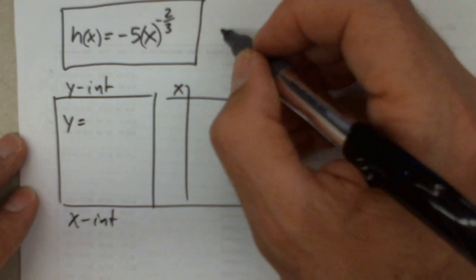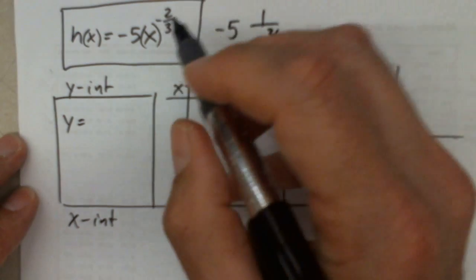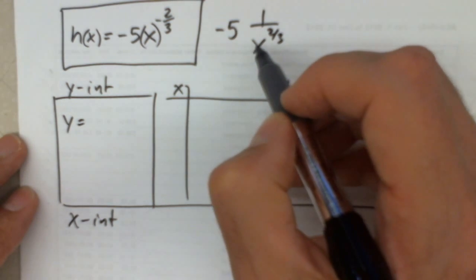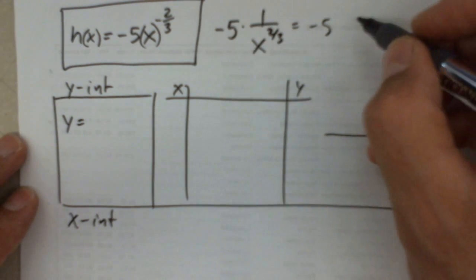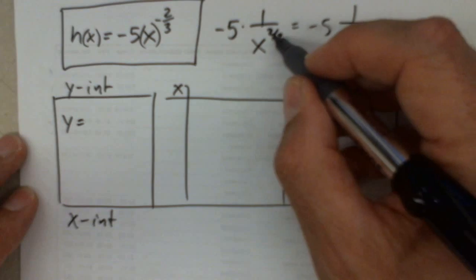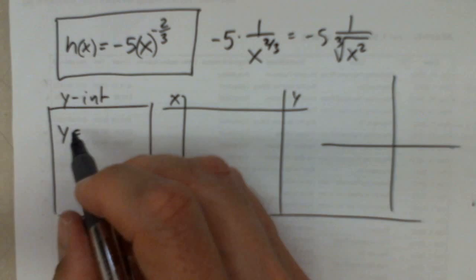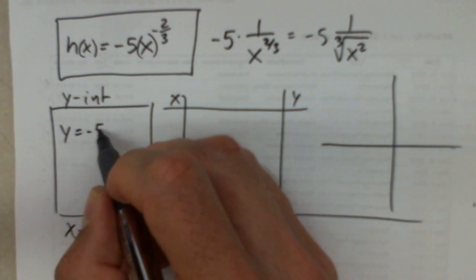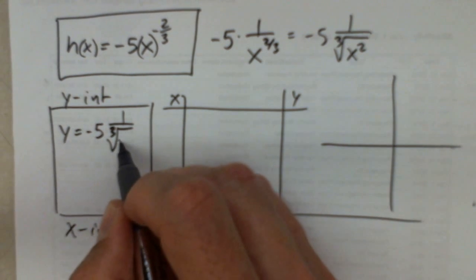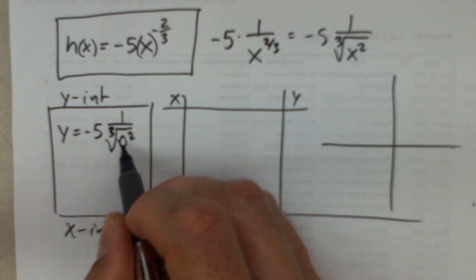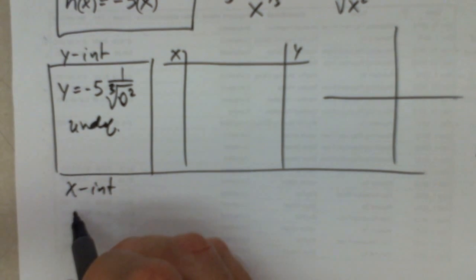And let's remember that it's negative 5, 1 over x to the 2/3. So the negative exponent made it turn into the reciprocal. And then that's the same as negative 5, 1 over cubed root of x squared. All right, so y equals, let's put a 0 in there. We'll have 1 over cubed root of 0 squared. Divide by 0, and it's undefined. So there's no y-intercept. There's no x-intercept either.